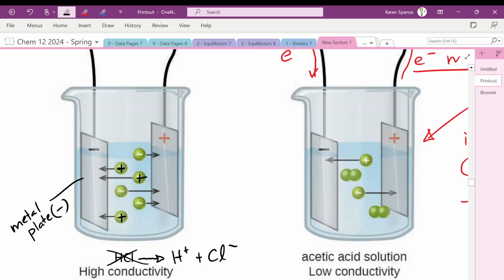what will the metal plate do to those positive ions? It makes them move, because what does negative do to positive? It attracts. Okay, so the metal plate, which is negative, attracts the positive ions. Maybe I should have made them red. Let's make those red.